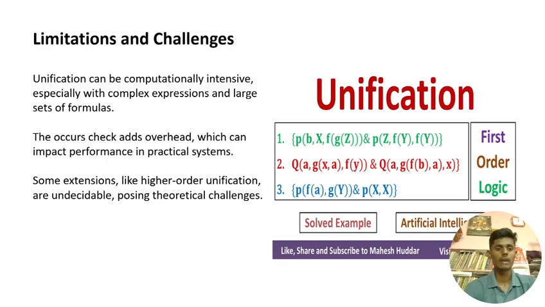Limitations and challenges. Unification can be computationally intensive, especially with complex expressions and a large set of formulas. The occurs check adds overhead, which can impact performance in practical systems. Some extensions, like higher order unification, are undecidable, posing theoretical challenges.